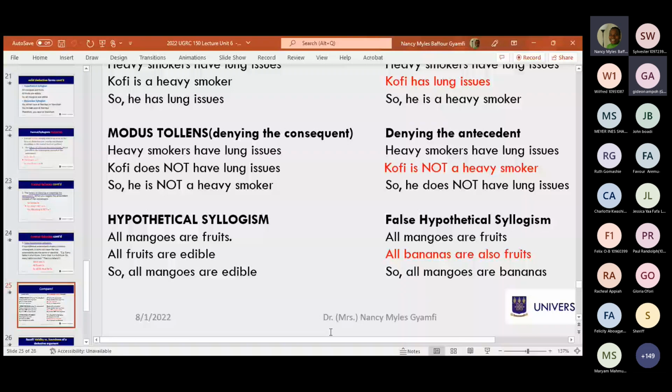The premises don't ground it. I showed you the set notation for this other one. So watch. If I said all mangoes are fruits, all bananas are also fruits, if you plot it, it will not be valid. Why? The fact that two things converge at one place doesn't mean the two are the same.